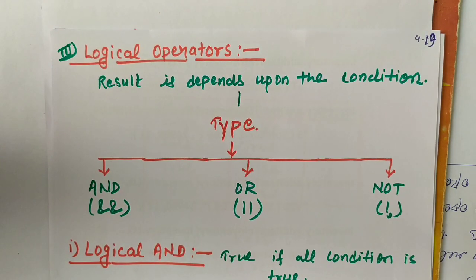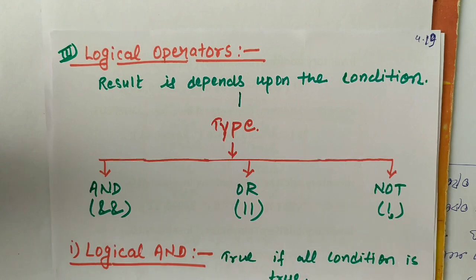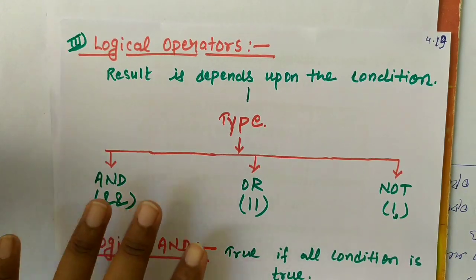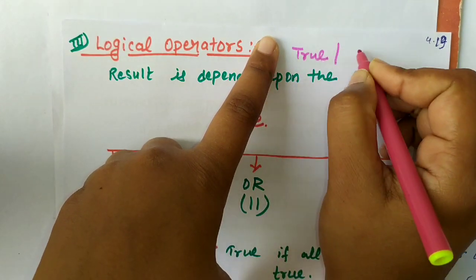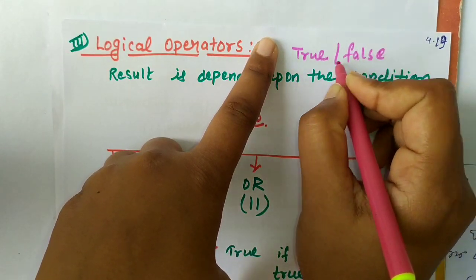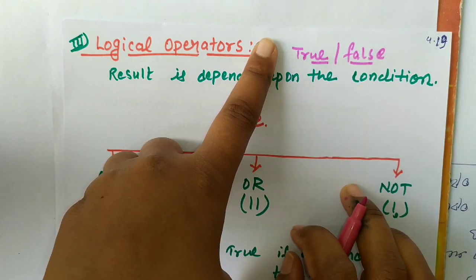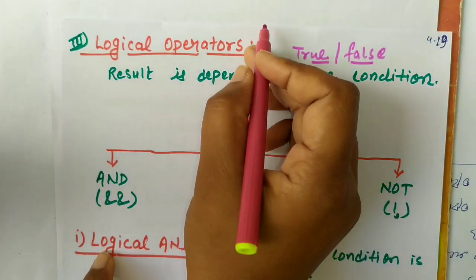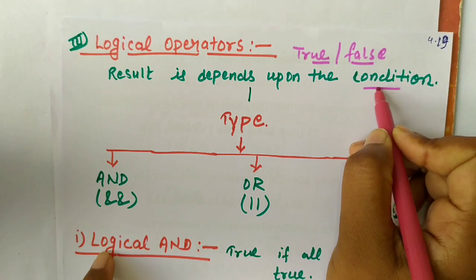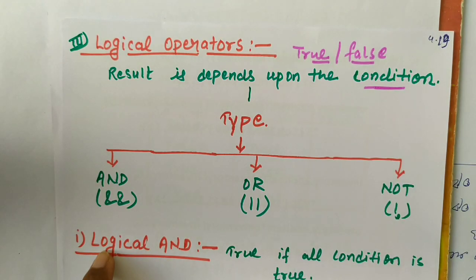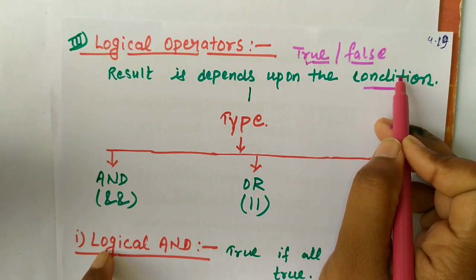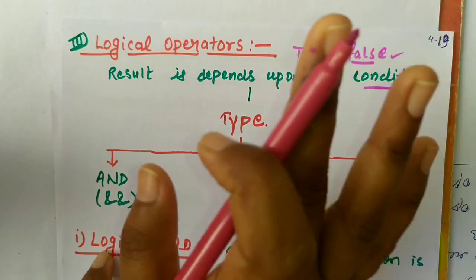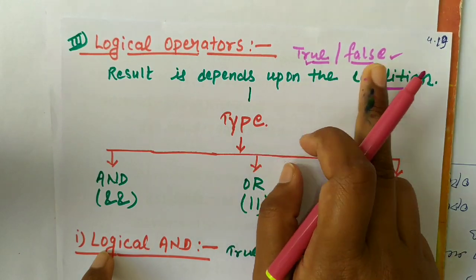So, this is the logical operator. What is the use of a logical operator? A logical operator is based on logic, and it gives the result in the form of only true or false. The result depends upon the condition. If the condition is satisfied, the result is true. If the condition is not satisfied, the result is false. It gives only two values, true or false.